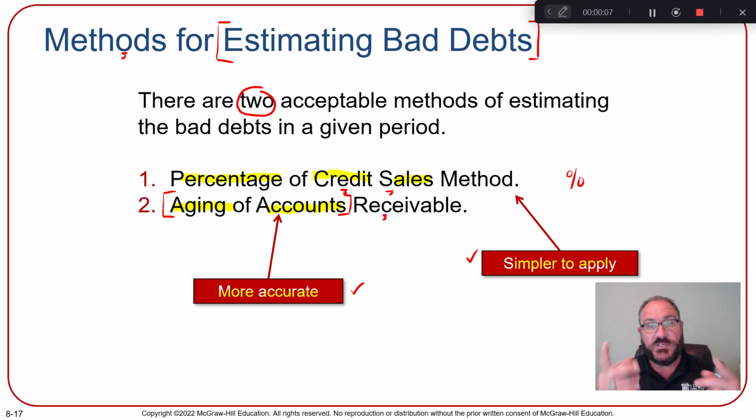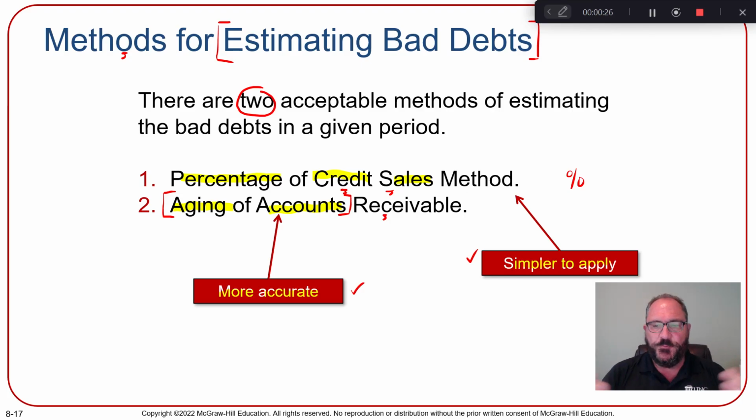All right, so anyway, we're talking about these two different methods. One of them, percentage of credit sales, is simpler to apply. The other one is aging of accounts receivable. Now, what I was mentioning, not sure if it got on the tape or not, is that the longer somebody owes you money, the less likely you are to get it.